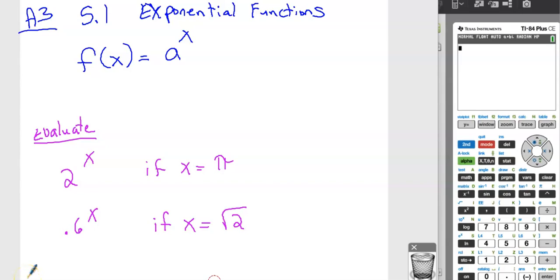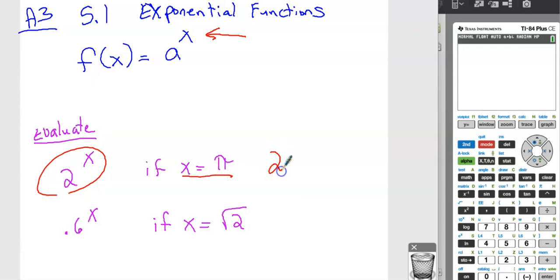This is 5.1, exponential functions. You covered this in a prior class, and notice that in an exponential function, the exponent is the variable x. And so that is what varies. The exponent varies. So here's some examples, like if I have 2 to the x power, but x equals pi.